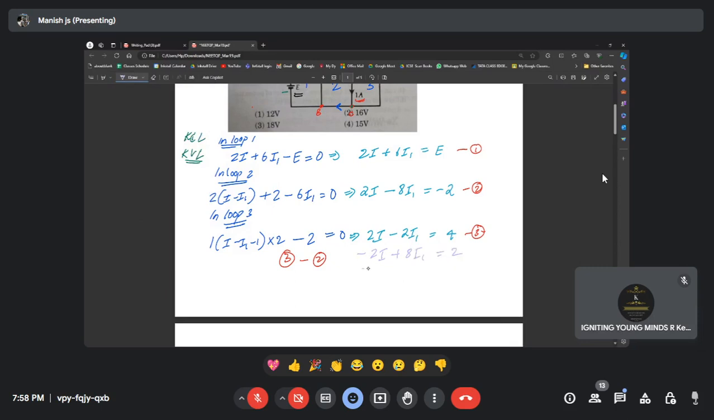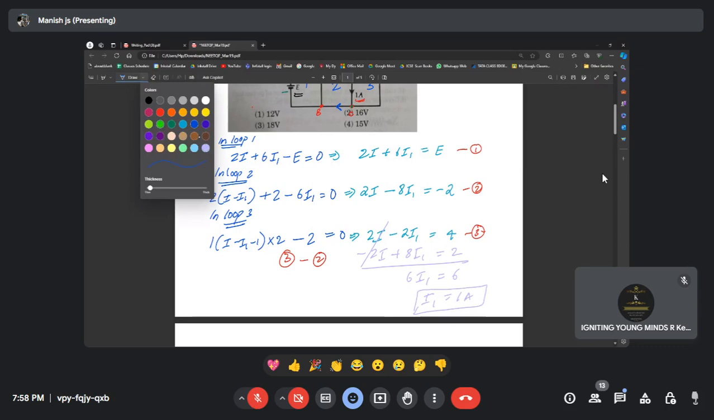So I am subtracting them. This term gets cancelled off. Plus 8 minus 2 would give you plus 4, or plus 6, sorry. So it's 6 I1 is equal to 4 plus 2, which is also 6. So I1 is equal to 1 ampere. So we got the value of I1 as 1 ampere.